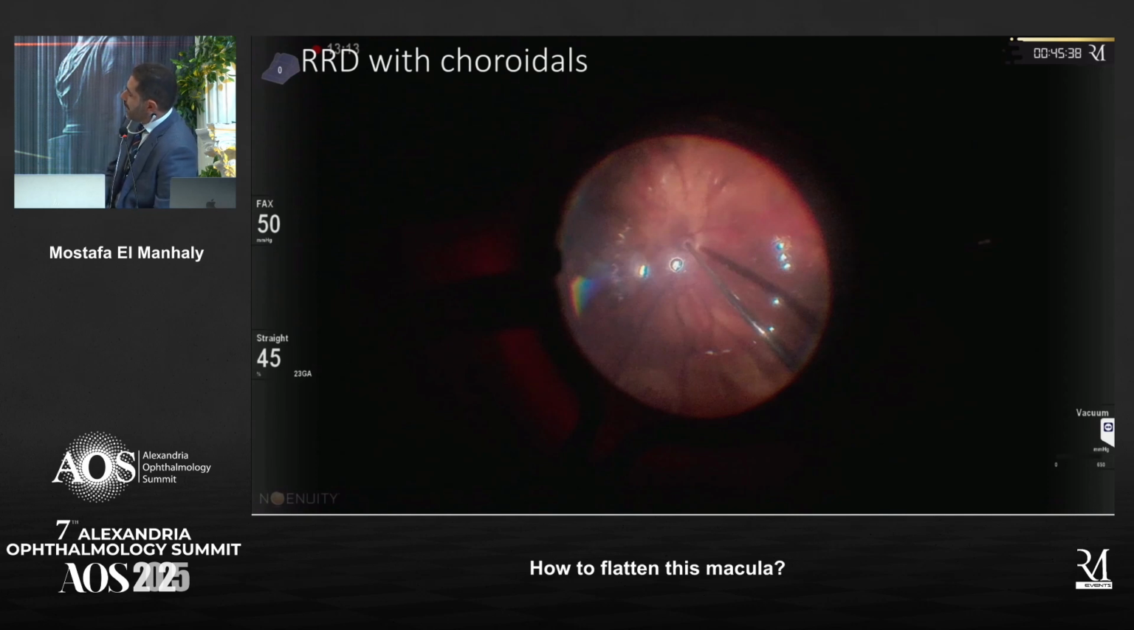How will I do the retinopexy? I couldn't apply a cryo over the tear that is present over the choroidal detachment. I said even without a retinopexy. A thermal surgery. And later on you can do laser retinopexy.